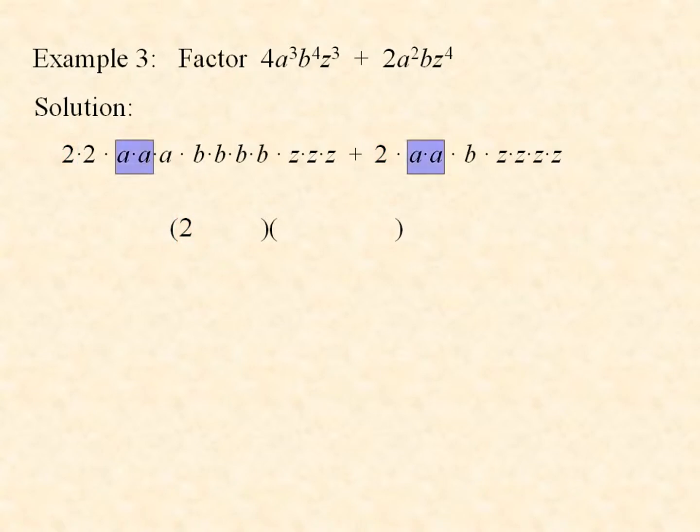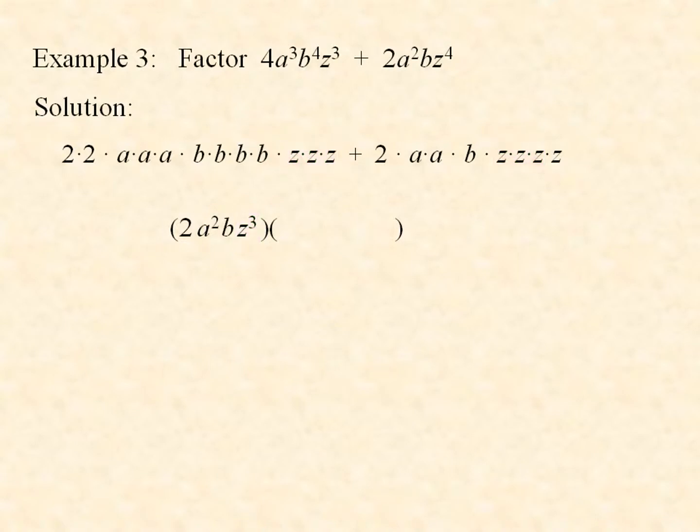Each term has at least 2 a's, so a squared is also part of the greatest common factor. Each term has at least 1 b, so b is part of the greatest common factor. And each term has 3 z's, so z third is part of the greatest common factor.